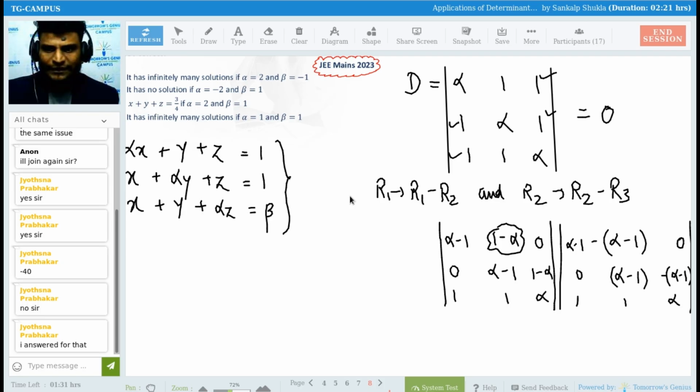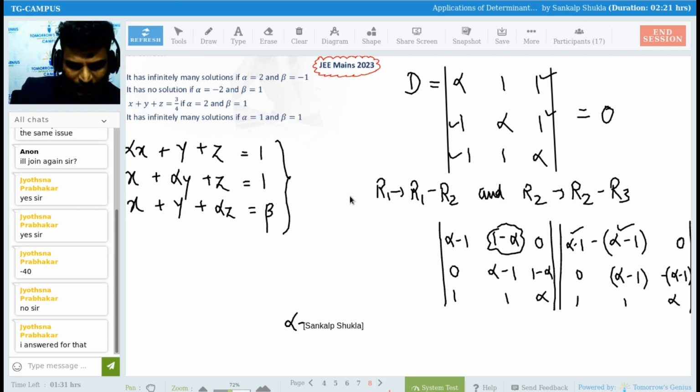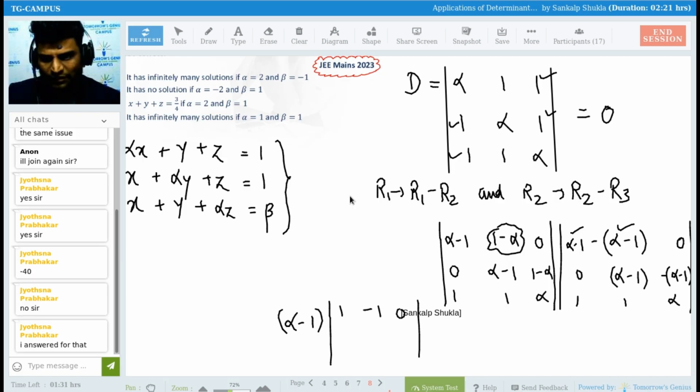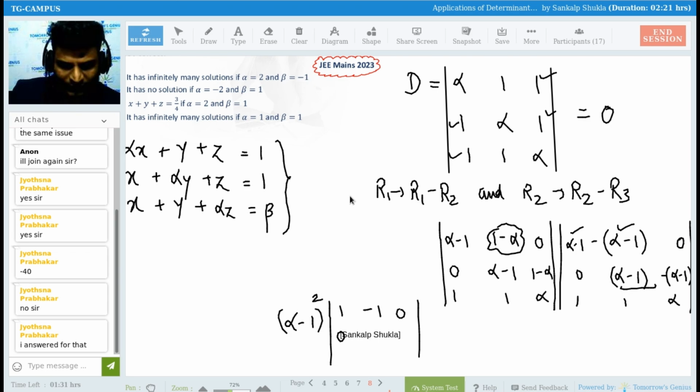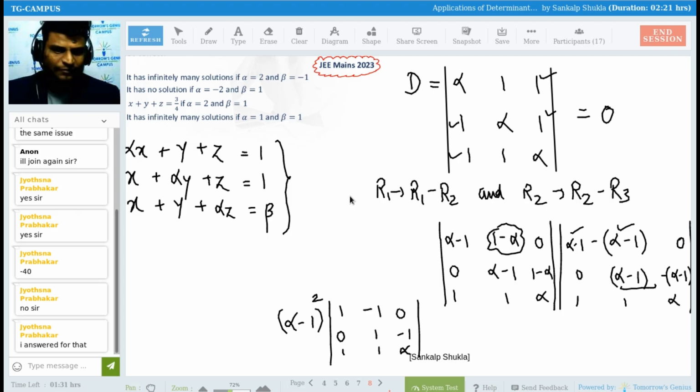Fine. So I can take alpha minus 1 common from the first row. So it will become alpha minus 1, and the first row will become 1, minus 1, 0. Okay. And I can take alpha minus 1 common from the second row also. So alpha minus 1 whole square will be taken out as common. And this will become 0, this will become 1, and this will become minus 1. And this is 1, 1, alpha. I can expand using C1, or I can expand using R1 also.